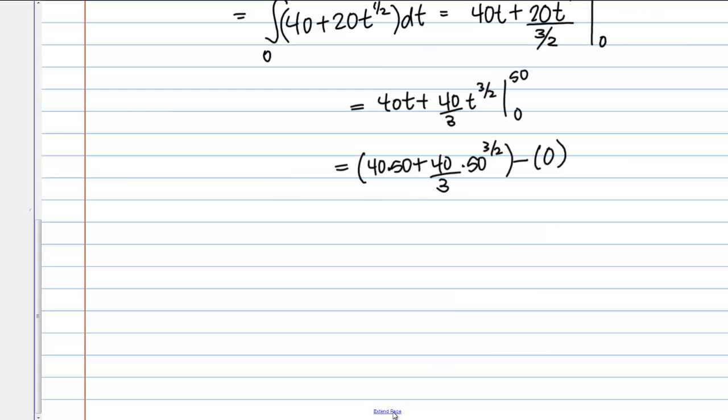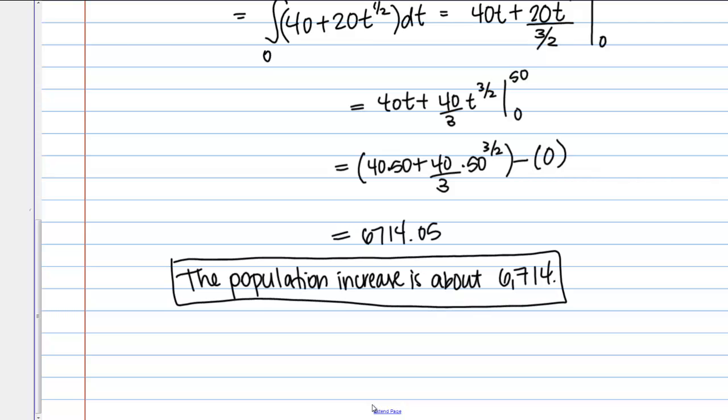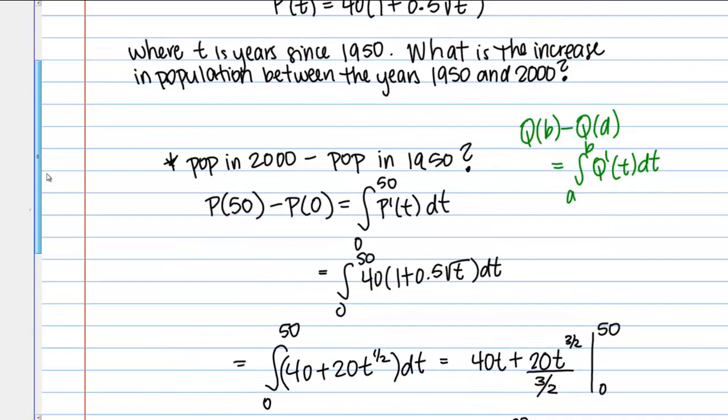So I just have this expression, and if you put this into your calculator, you should get about 6,714.05. So as our final answer, we could say the population increase is about 6,714. And that will be our final answer. Okay, so this is how you approach a net change word problem.